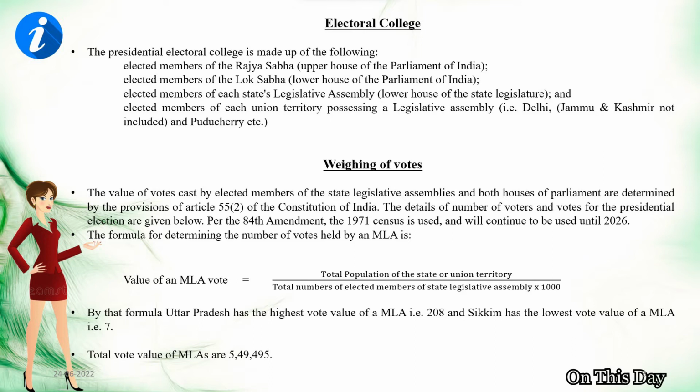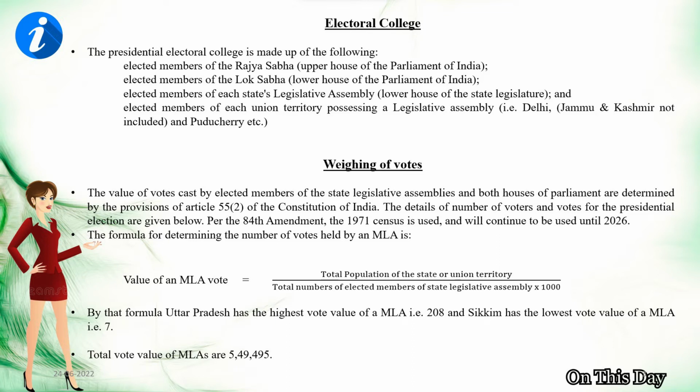Weighing of votes. The value of votes cast by elected members of the state legislative assemblies and both houses of parliament are determined by the provisions of Article 55(2) of the Constitution of India. The details of number of voters and votes for the presidential election are given below. For the 84th Amendment, the 1971 census is used, and will continue to be used until 2026.